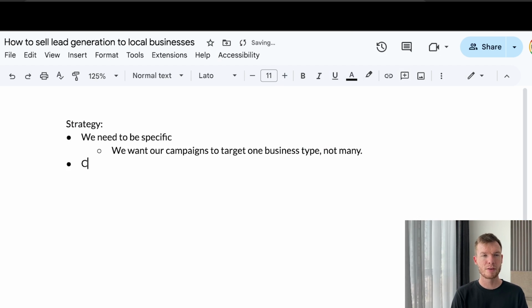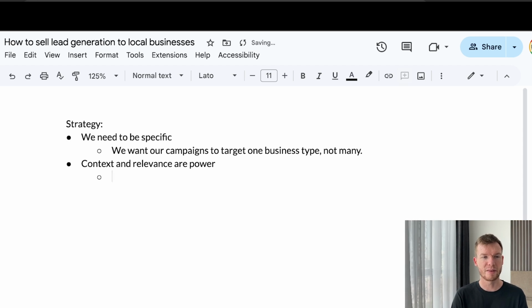The next thing here is context and relevance are power. So if we reach out to people and we are able to understand better the specific situation they are in, we can have much more relevance in our messaging, in what we offer, and in our case studies. Now, we've already defined we want to target one business type, but what else can we do? Now, I have a couple ways I really like to target local businesses. I'm going to be giving you two today.